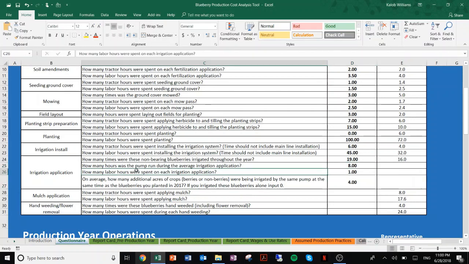Next question is, how many labor hours were spent on each irrigation application? Let's say I have a guy there to turn the pump on, and then go check the line to make sure there's no leaks. He spent about an hour each time that he did that.